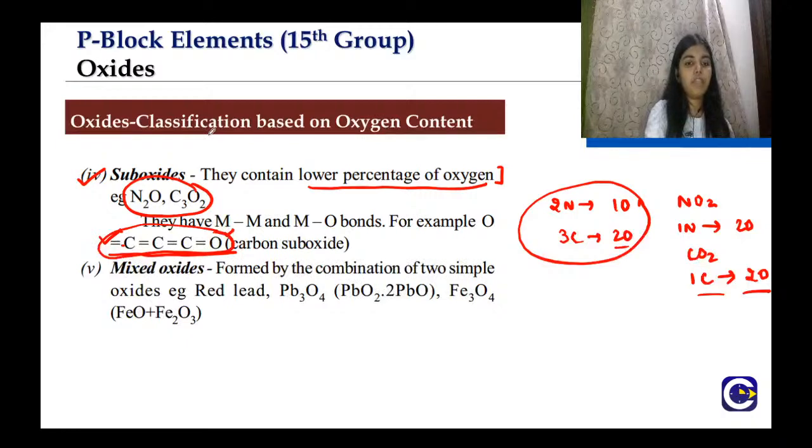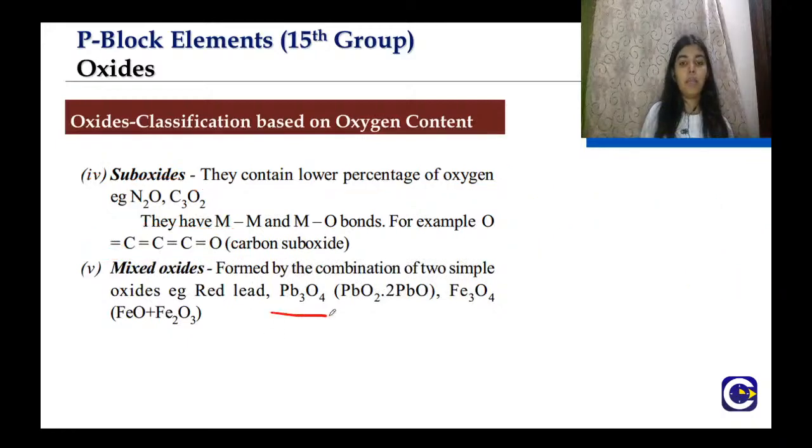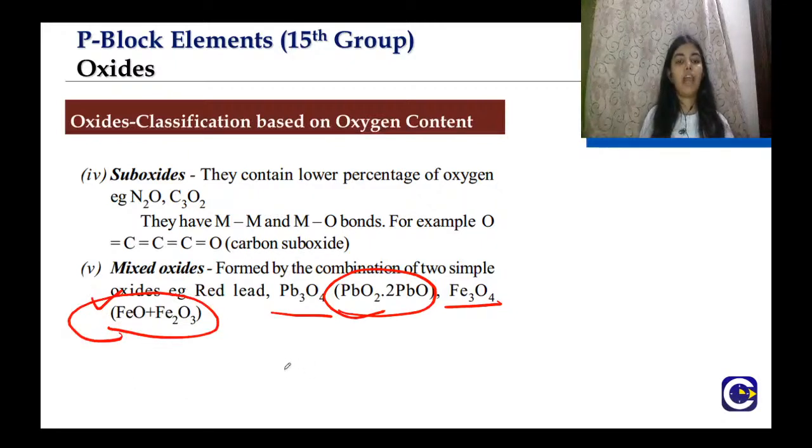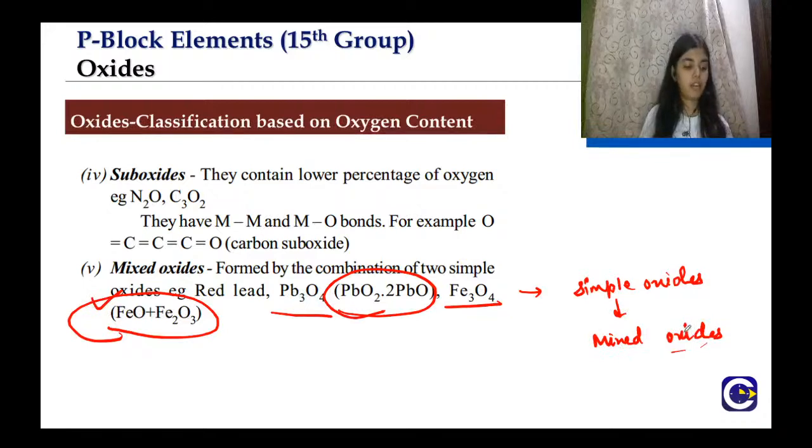Mixed oxides: if you see Pb3O4, it is a mixed oxide of PbO2 plus PbO. Fe3O4 is a mixed oxide of FeO plus Fe2O3. These are known as mixed oxides, which are formed when two simple oxides combine. The examples you have to remember are Pb3O4 and Fe3O4.